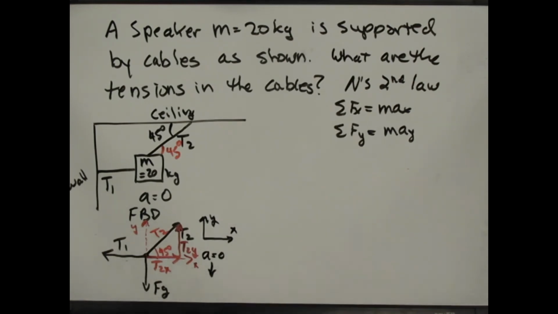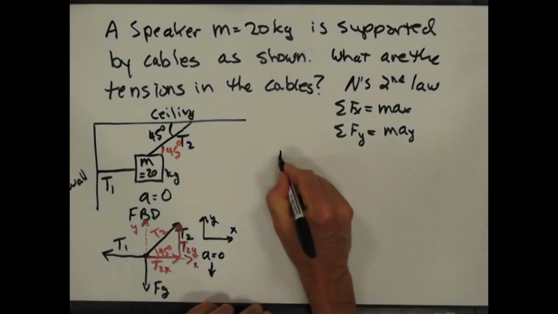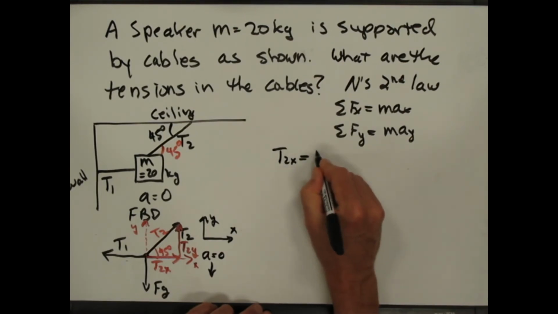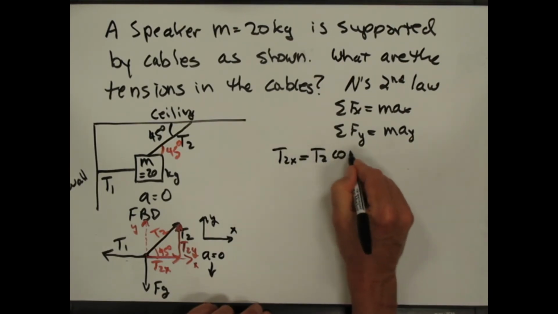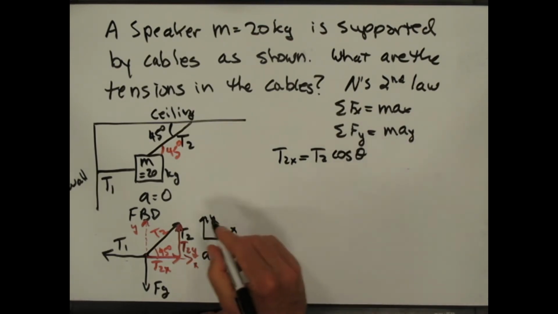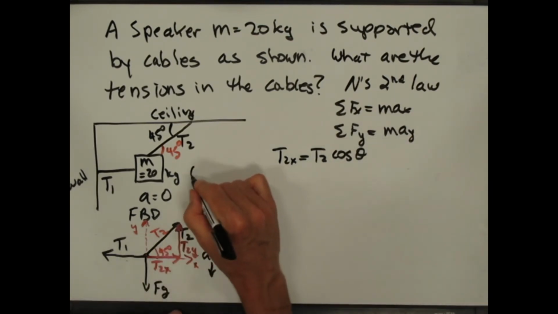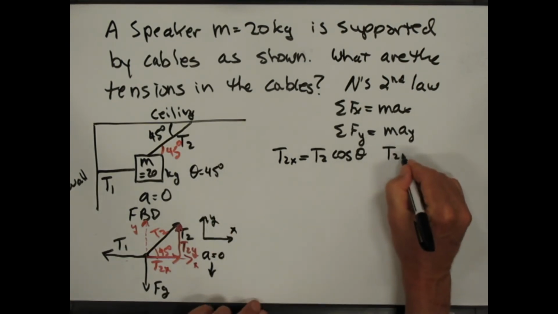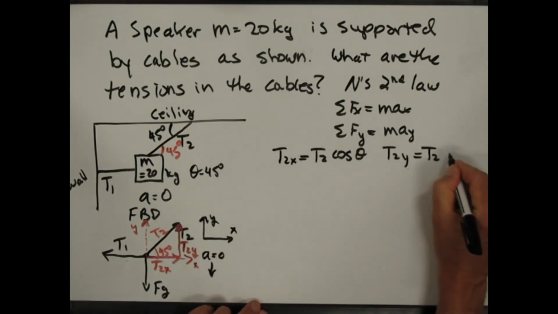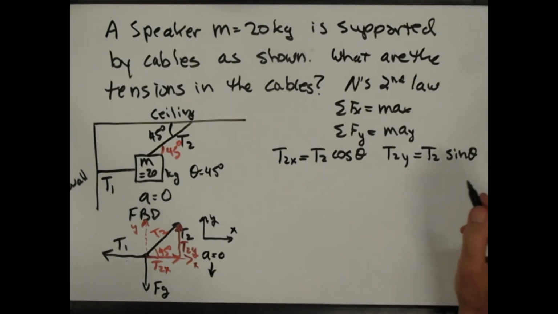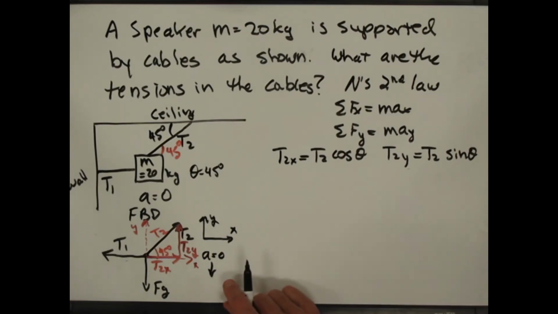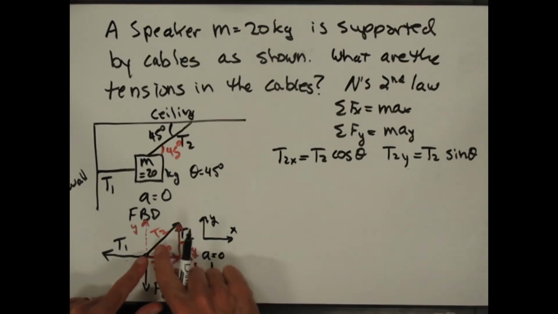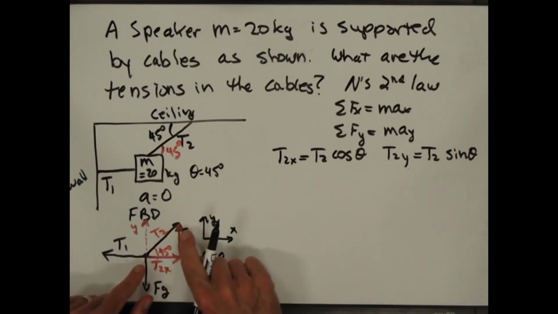And so now I can say, look, T2x is equal to T2 cosine theta, where theta equals 45 degrees. And T2y is equal to T2 sine theta. Right. So now I can redraw this free body diagram, replacing T2 with T2x and T2y.